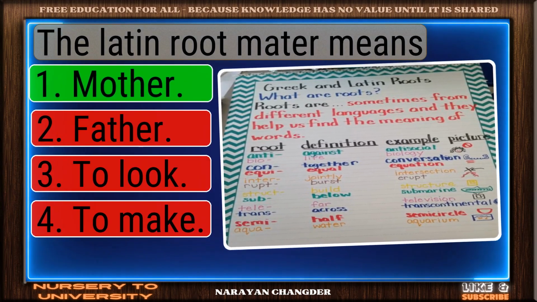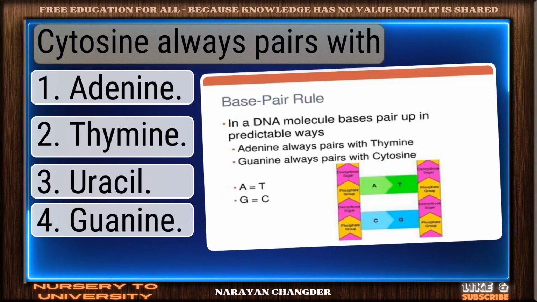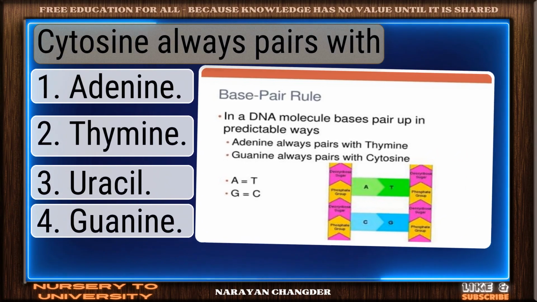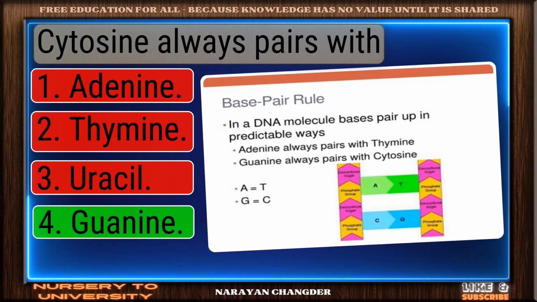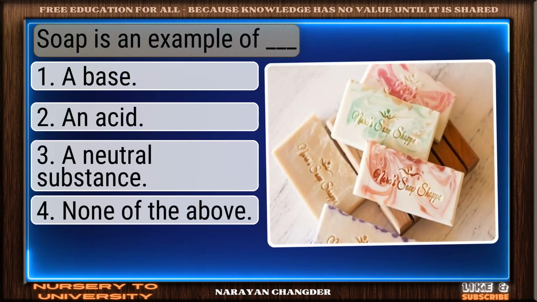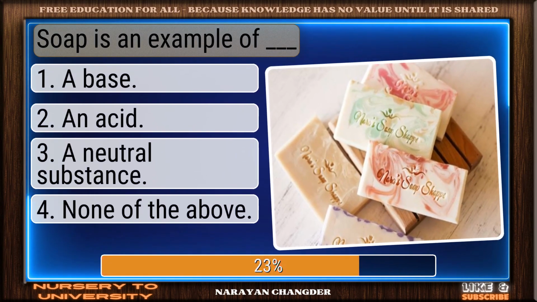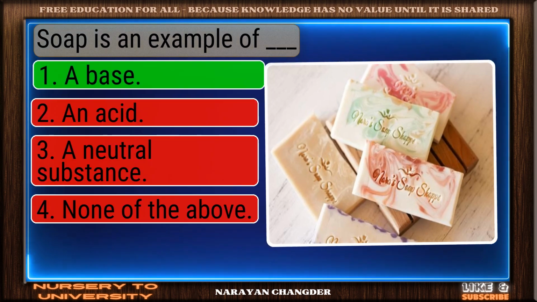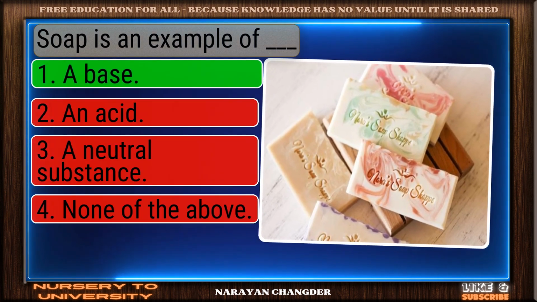Nice selection. Mother is the correct and valid answer. Question number 194. Cytosine always pairs with. Smart pick. Guanine is the correct choice. Question number 195. Soap is an example of dash. Great thinking. A base is the right choice.